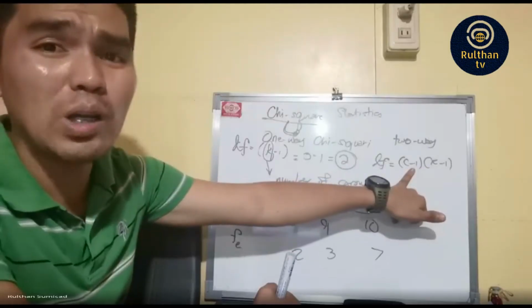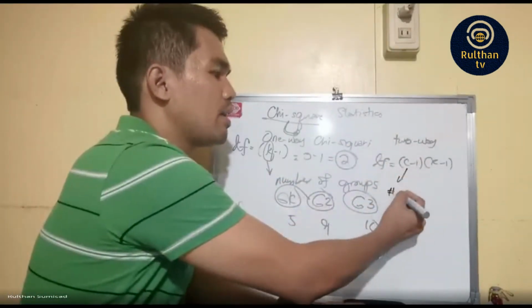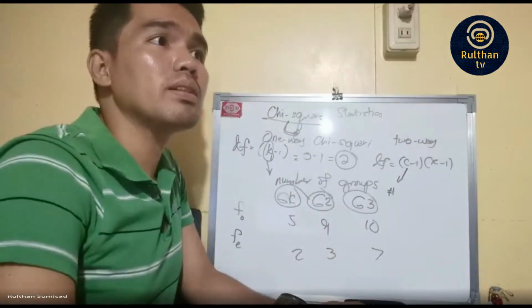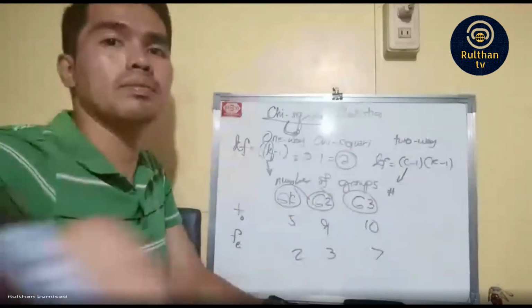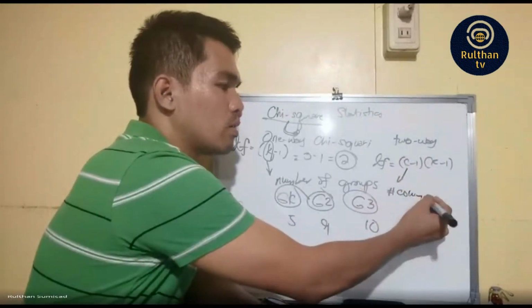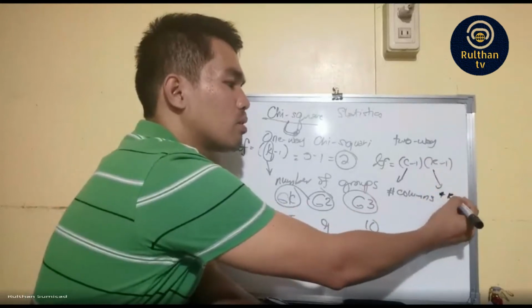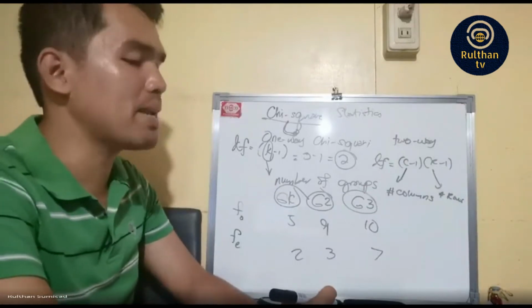R minus 1 rows, and C minus 1 columns. C here is the number of columns, and then R here is the number of rows in your data set. Later, you will have an example of this one.